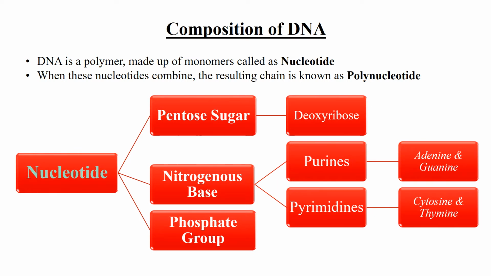In case of the DNA molecule, the sugar is a 5-carbon sugar or the pentose sugar known as deoxyribose. The nitrogenous base can be divided into two categories, purines and pyrimidines. The purines are larger than the pyrimidines because purines have two ring structure and pyrimidines have only one ring structure. The examples of purines include adenine and guanine, and the examples of pyrimidines include cytosine and thymine. The nitrogenous bases are always attached at 1' carbon of the sugar. The phosphate group are always found in between 5' carbon of one sugar molecule and 3' carbon of the neighboring sugar molecule.